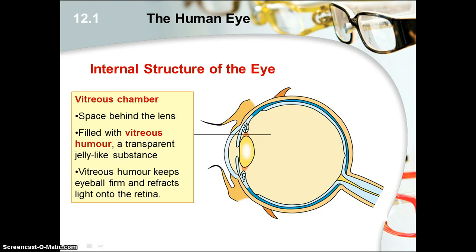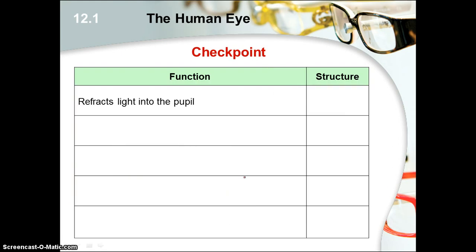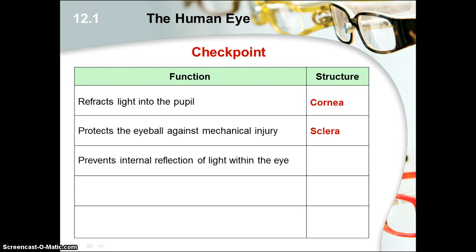Let's have some self-check before we end the first part of the video. Which structure helps to reflect the light into the pupil? The cornea. Which structure protects the eyeball against mechanical injury? The sclera. Which structure prevents the internal reflections of the light within the eye? The second layer of the wall of the eyeball, the choroid.